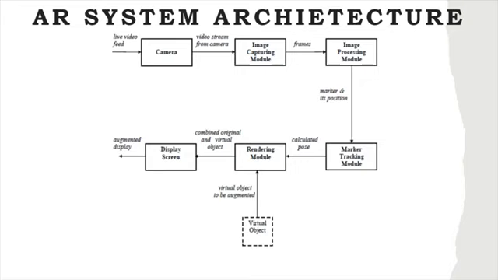And then after all this processing and tracking is done, it is passed to the rendering module. The virtual object that we want to augment is combined with the real world image, then it is passed to the display screen and we actually see the output on our displays. So that's how this AR system architecture works.